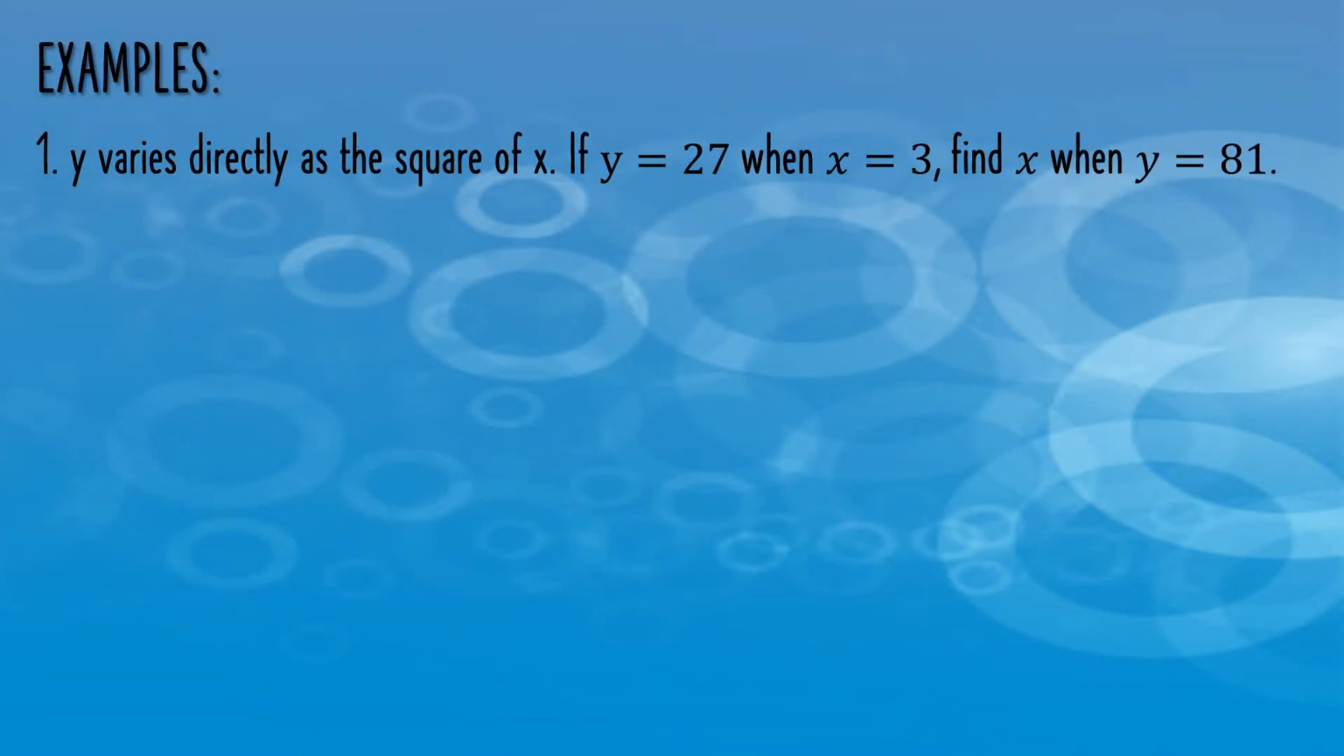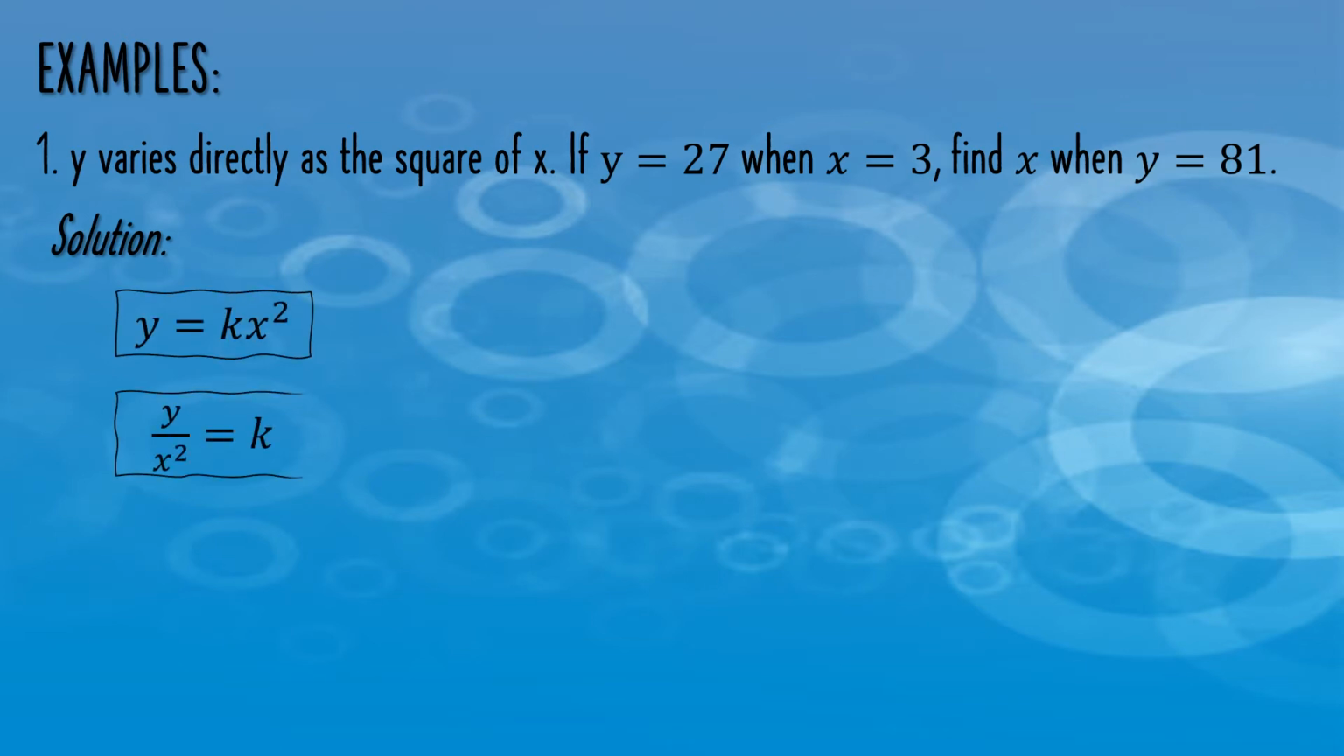So let's have the example for direct square variation. Y varies directly as the square of x. If y is equal to 27 when x is equal to 3, find x when y equals 81. So for the solution, let us use the formulas y equals kx squared and y over x squared equals k.